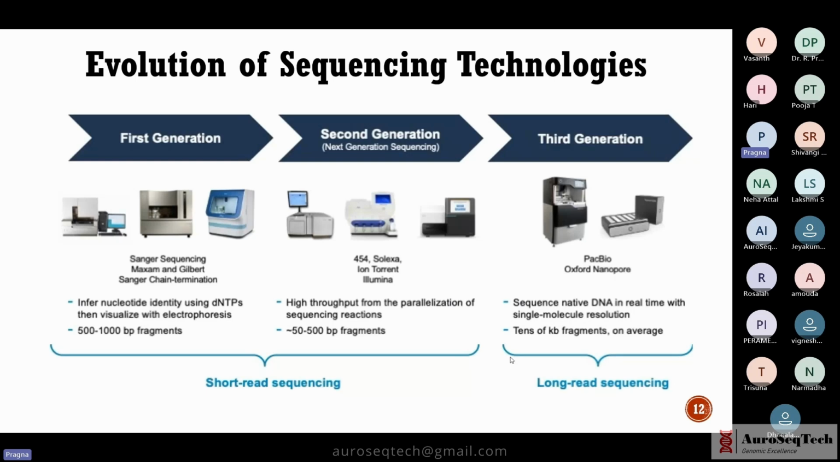Coming to the second generation sequencing. Unlike first generation sequencing, second generation sequencing is high throughput because of the parallelization of sequencing reactions. They say second generation sequencing can sequence up to 500 base pairs, but a typical Illumina platform sequences 150 bases in its read. So a read generated from an Illumina platform has 150 bases.